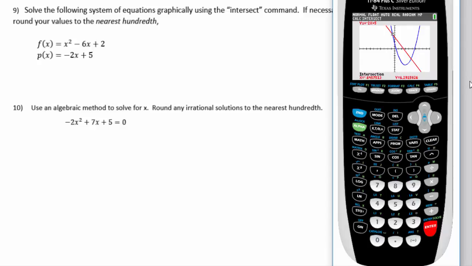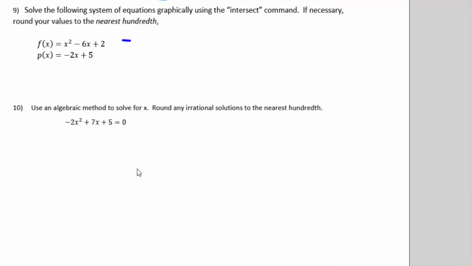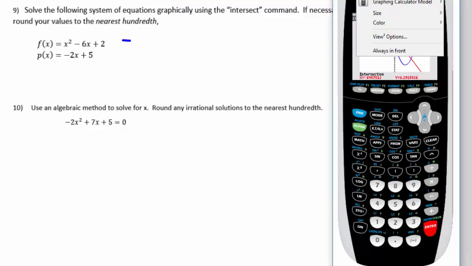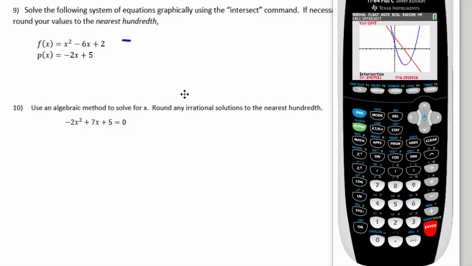If you can't read it, I'll write it for you. This thing, I gotta make it so it stays on, always in front. There we go. All right, so it's negative 0.65 to the nearest hundredth. Negative 0.65 is the x value, and the y value is 6.29.